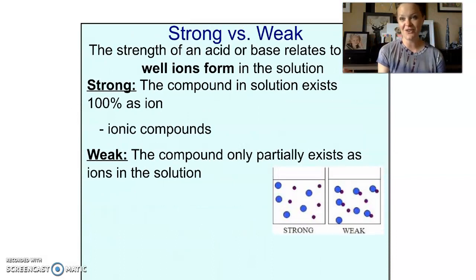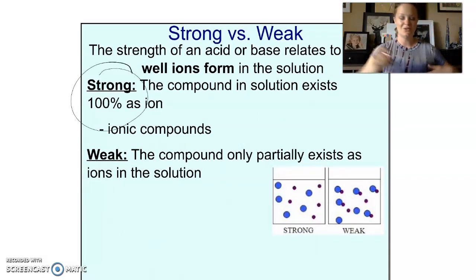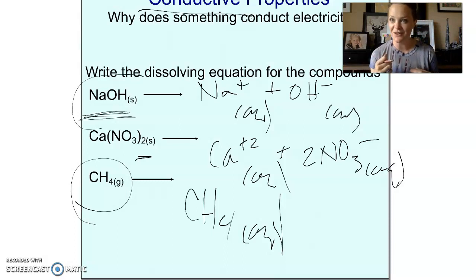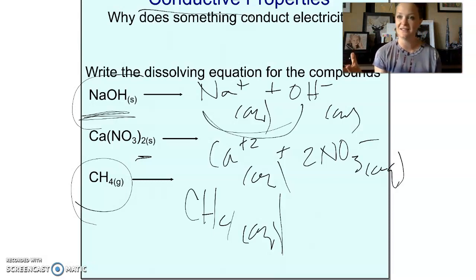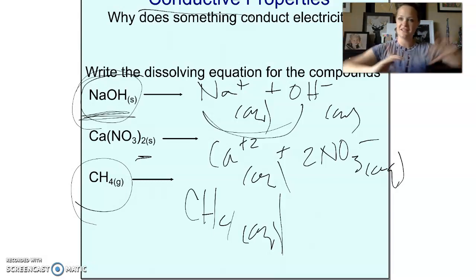Things that are strong, all of them do this reaction. So if I were to put 100 units of sodium hydroxide in water, all 100 of them would split apart to exist as these ions. So what's funny is when you put sodium hydroxide in water, you actually don't have any sodium hydroxide solids stuck together. That whole aqueous solution is just sodium and hydroxide ions all floating around.